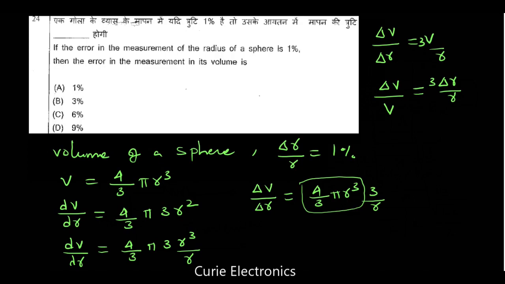So now we know delta V upon V equals the error in the volume. What is delta R upon R? He has given us 1%. So what is the measurement error in its volume? That is 3%. 3% is the measurement error in the volume.